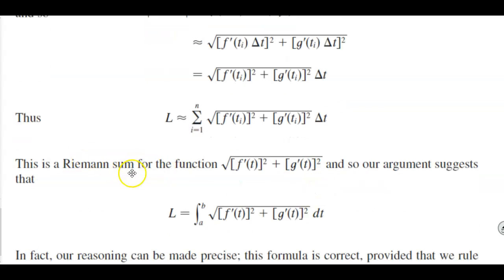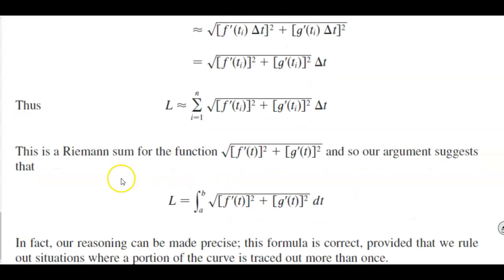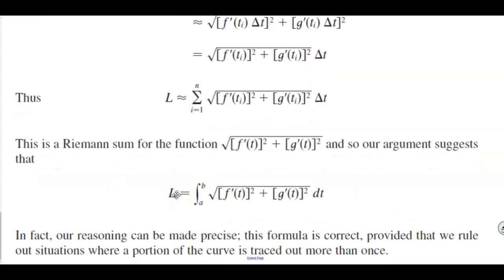And this becomes a Riemann sum for the function. So our argument suggests that the length is equal to the integral from a to b of the following formula dt. And in fact, our reasoning can be made precise. This formula is correct provided that we rule out situations where a portion of the curve is traced out more than once.